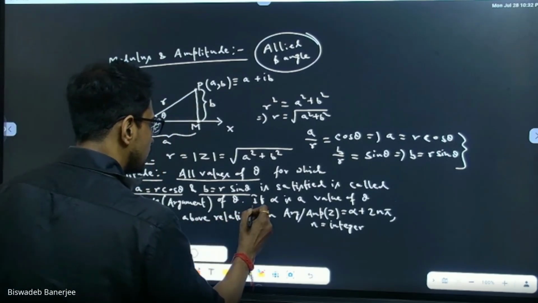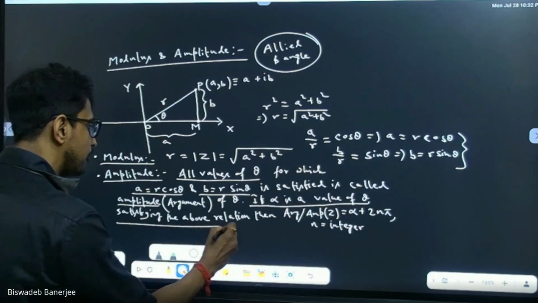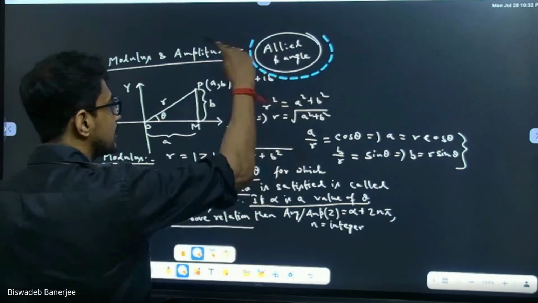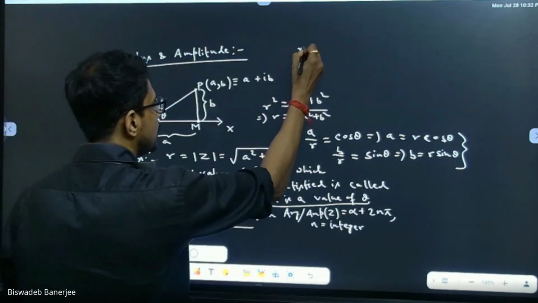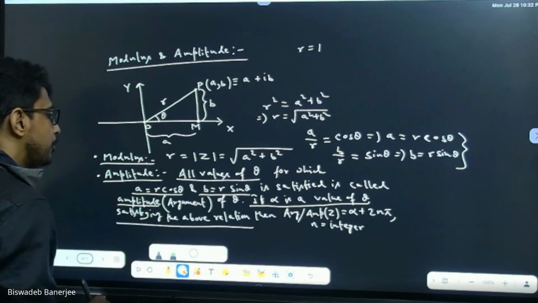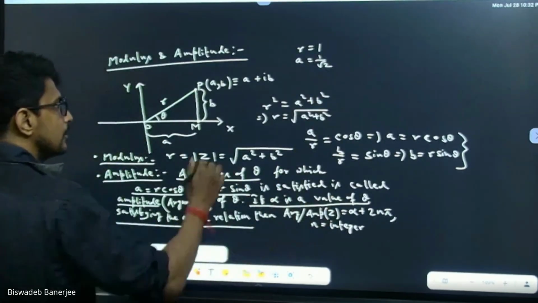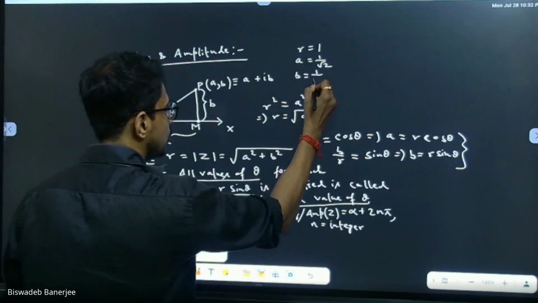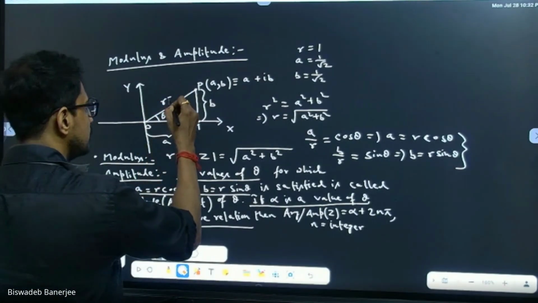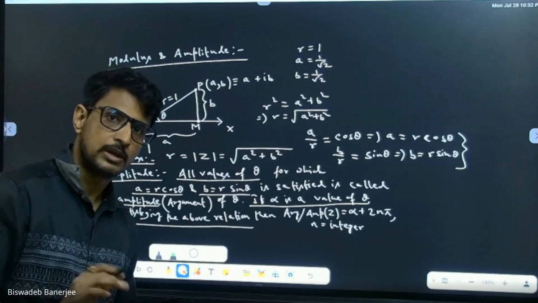Now see that, suppose alpha is a value of theta satisfying the above relation. I'm giving you an example. Suppose my R is 1, and suppose my A is equal to 1 by root 2, and suppose my B is again 1 by root 2. Let's assume this distance is 1.